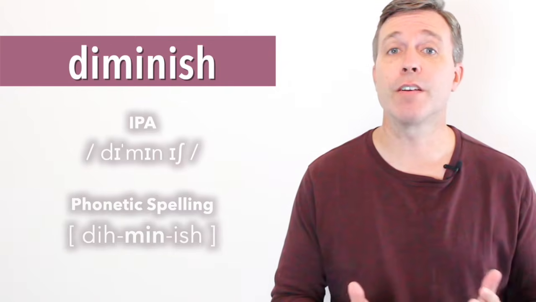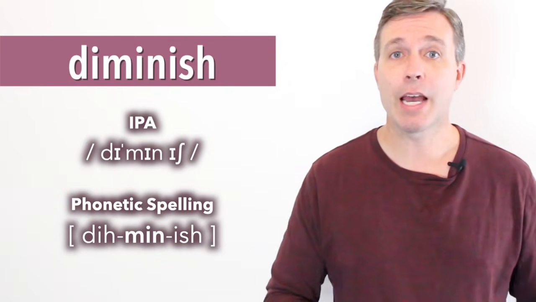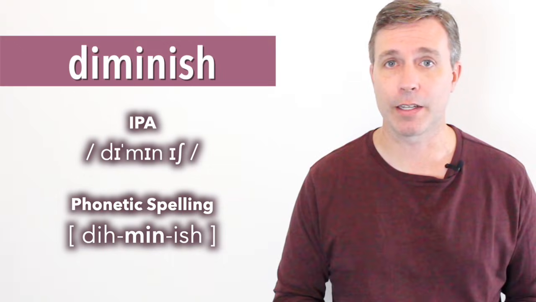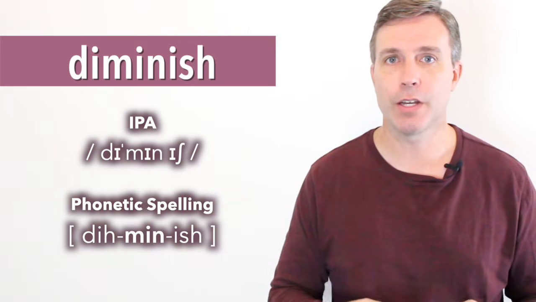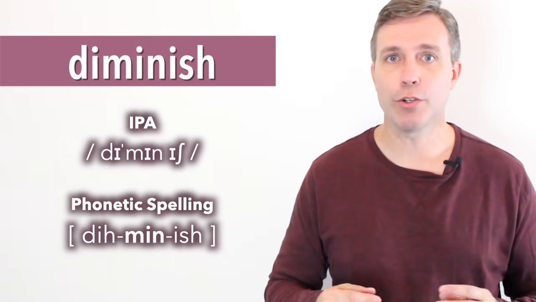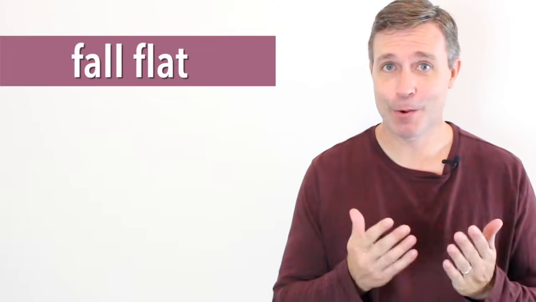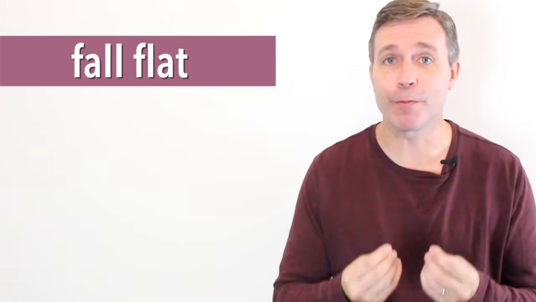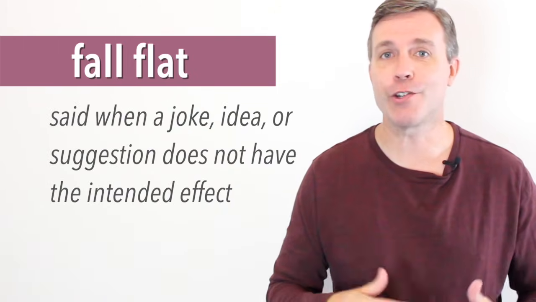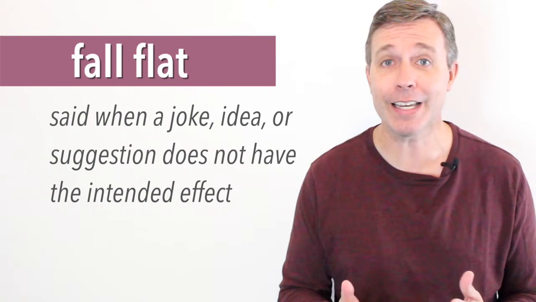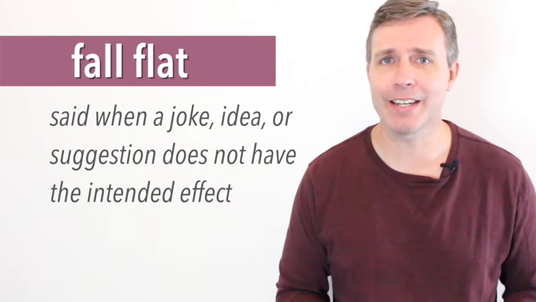For pronunciation, the verb has 3 syllables, and the stress is on that second syllable. Diminish. Diminish. To diminish something or to diminish someone. Fall flat. This is an idiom, but we're going to use it as a verb, to fall flat. This is said when a joke, suggestion, or idea does not have the intended effect.